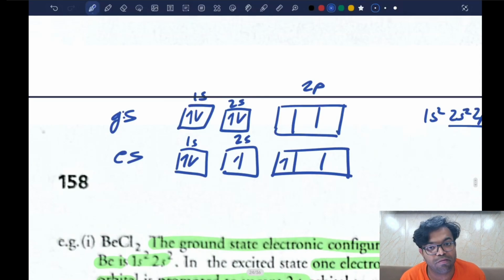To form the sp hybrid orbital, you require an s and a p, but unfortunately there were no p electrons present. So you had to promote an electron from the s orbital to the p orbital so that the p orbital could participate in bond formation. Clear?